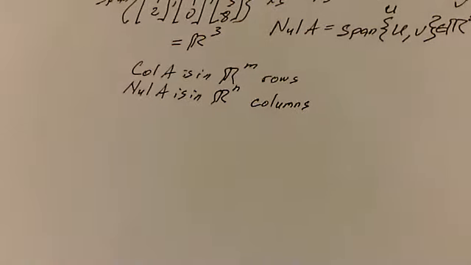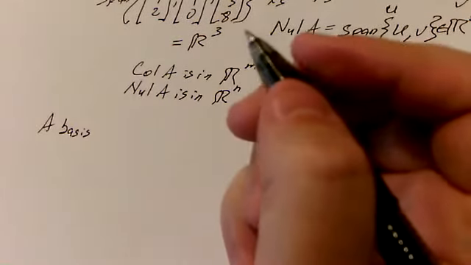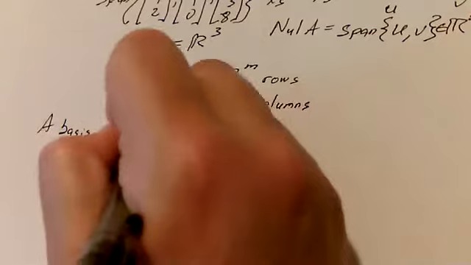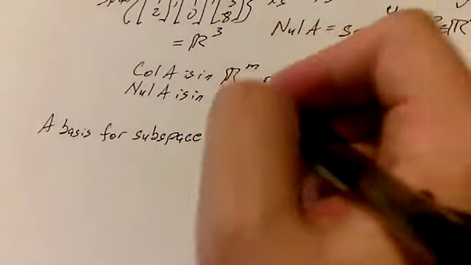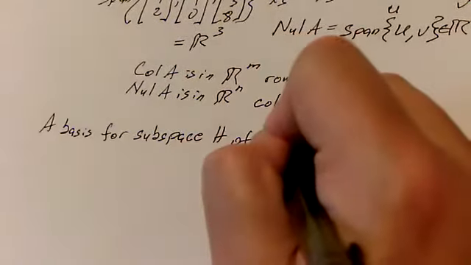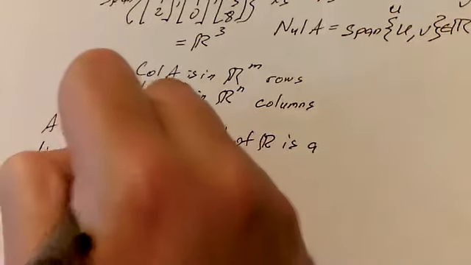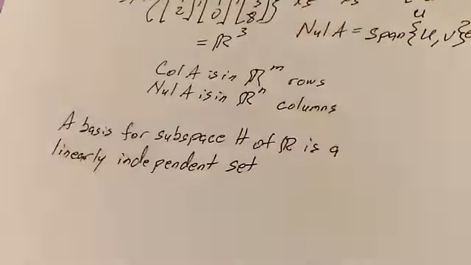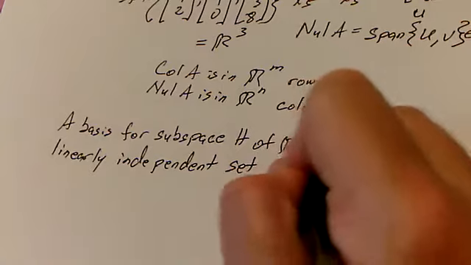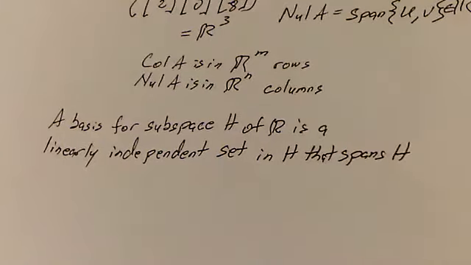Now, we're hinting at something that we need to define a term for. So another definition here, our last definition for this section: a basis for a subspace H of Rn is a linearly independent set in H that spans H. It's a linearly independent set in H that spans H.